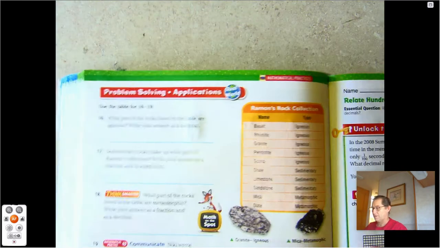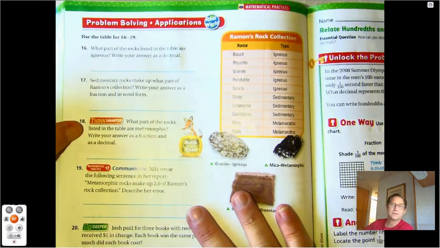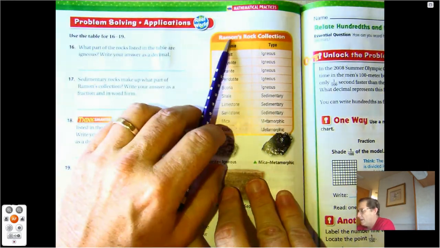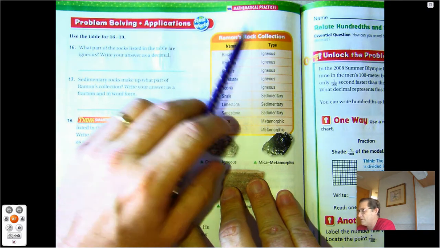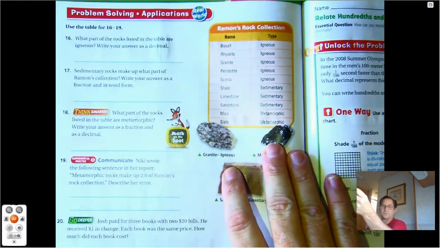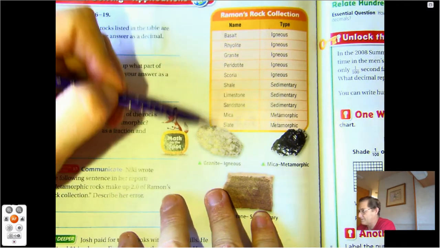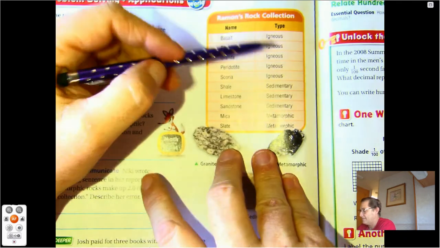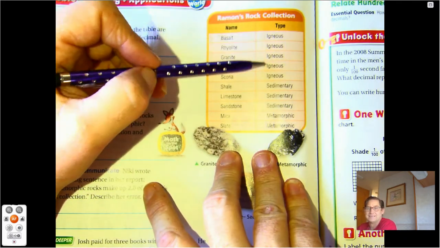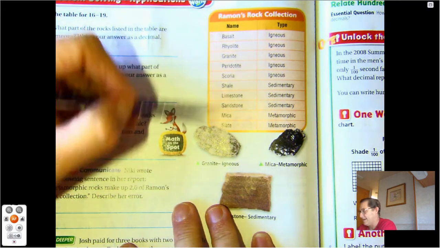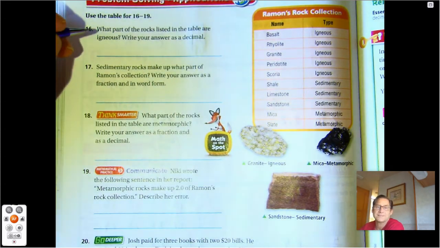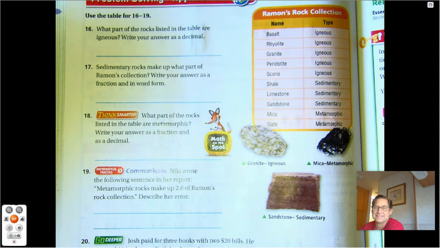All right, so let's go to 362. All right. What part of the rocks, use the table for 16 through 19. So before we get started, let's make sure we understand the table. So these are rocks that belong to Ramon. So he has a rock collection, and he has a bunch of different rocks. 1, 2, 3, 4, 5, 6, 7, 8, 9, 10 types of rocks. And this is the type of rocks they are: igneous, sedimentary, metamorphic. Okay, so the name of the rock and its form. All right, so what part of the rocks listed in the table are igneous?